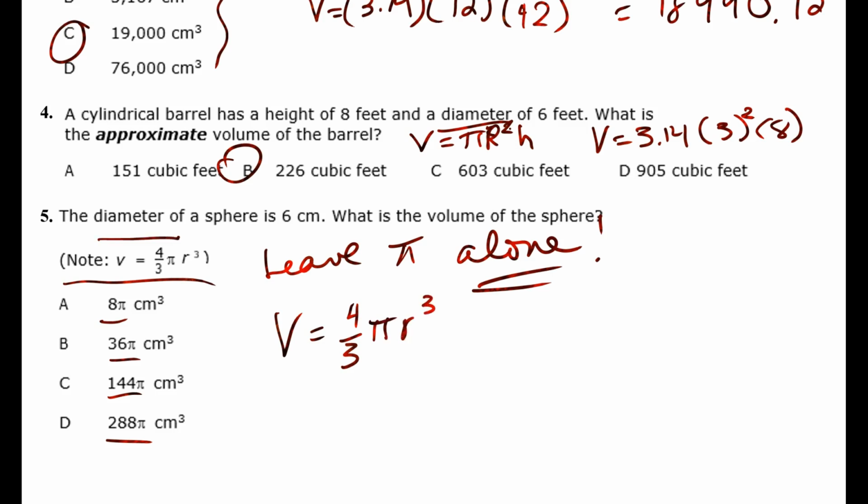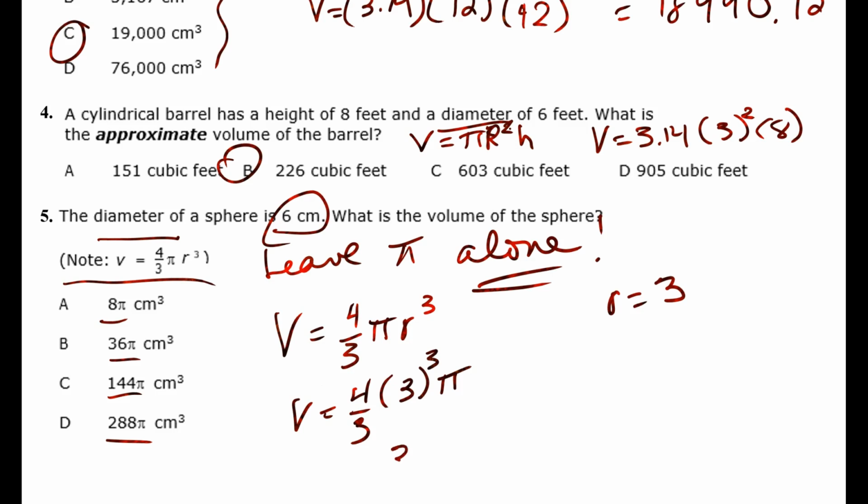So they give us the diameter. They're still trying to trick us. We're too competent for their games. So we know that the radius is 3. So 4/3 times pi. I'm going to leave it alone. I'm going to put pi last. Times 3 cubed. And I'm going to put pi at the end. Boot pi to the end. I don't need you. Get out the way. So make sure you cube this. 4/3 times 3 raised to the 3rd power is going to give you 36 pi.